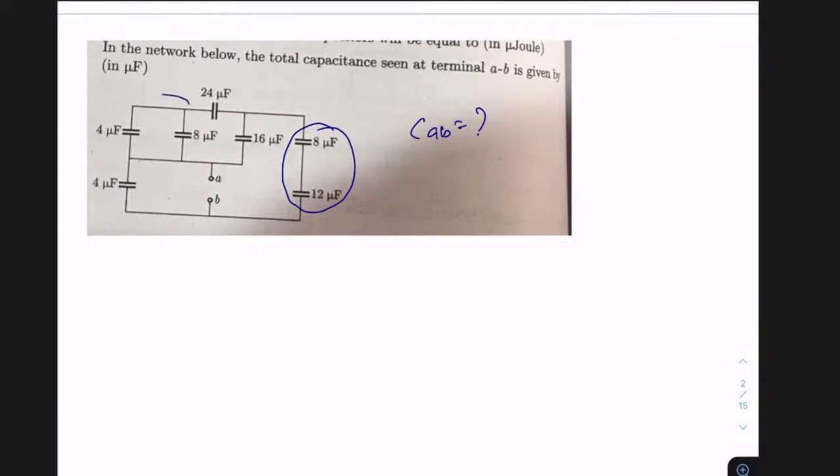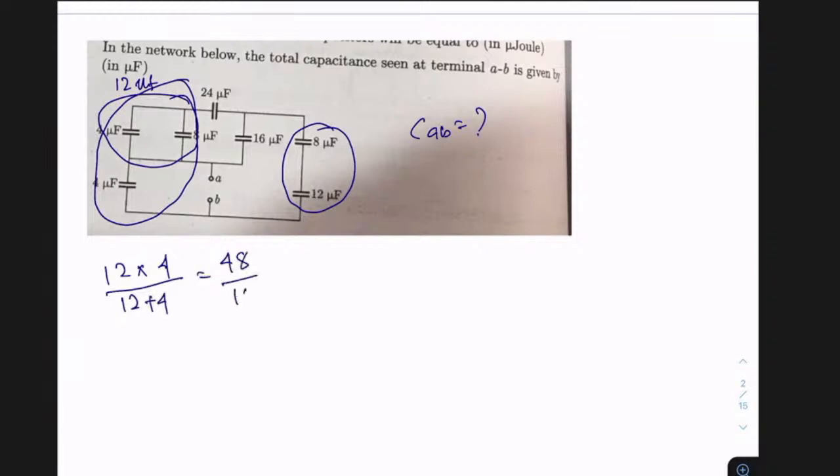Similarly, this 4 and 8 are in parallel. Whenever capacitors are in parallel, we have to add their values to get the equivalent capacitance. If 4 and 8 are in parallel, the equivalent capacitance you'll get is 12 microfarad. And this 12 is in series with 4. So if I ask you what is this entire thing, this becomes 12 into 4 divided by 12 plus 4, which is 48 divided by 16. So that is 3 microfarad.